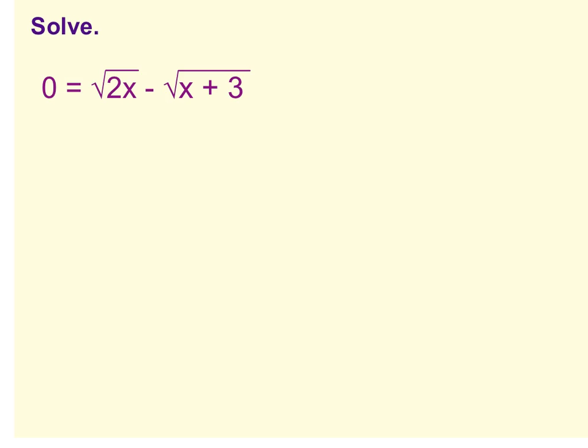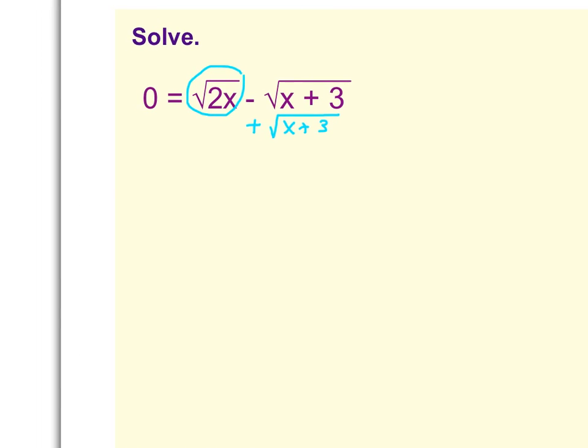Before we were saying to isolate the radical, so you do want to isolate the radical. Let's say I go ahead and pick this one. I want that one to be by itself, which means this second one has to get to the other side. So I'm going to add it, because we're subtracting the square root of x plus 3. You can add the square root of x plus 3 to both sides. They cancel each other out on the right side. On the left side, 0 plus the square root of x plus 3 is just the square root of x plus 3 equals the square root of 2x.